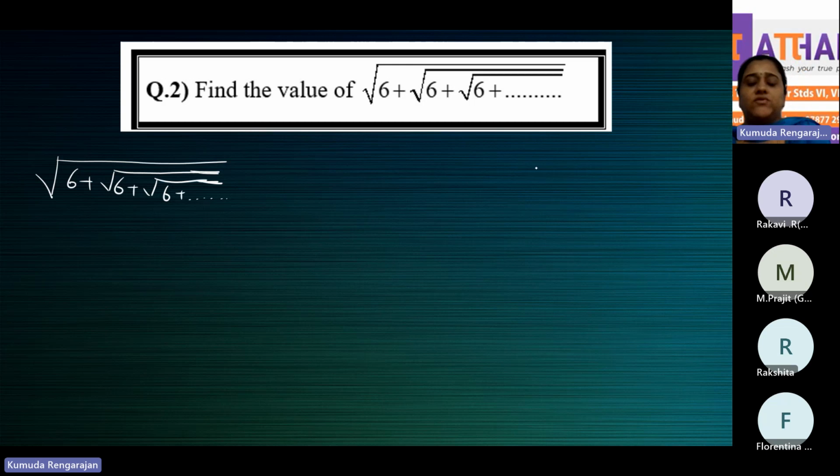Now, if the question is find the sum like 2 plus 4 plus 6 plus 8, you cannot get one. You cannot find the answer for this one, right? What is 2 plus 4 plus 6 plus 8 plus 10 plus 12? You cannot find a numerical answer for this because it goes on. It's infinity. Then how can you find the value of an expression like this?